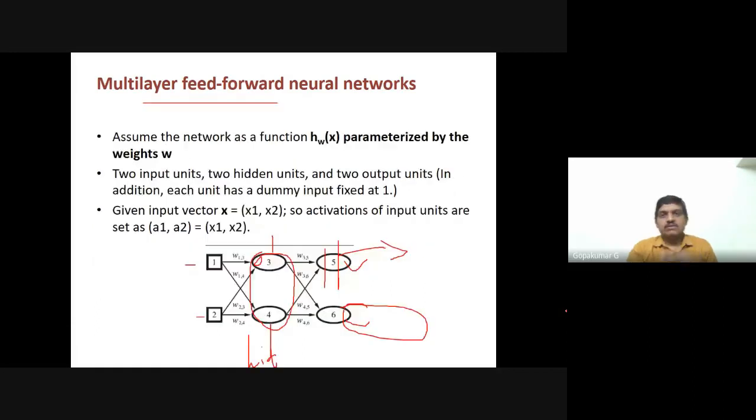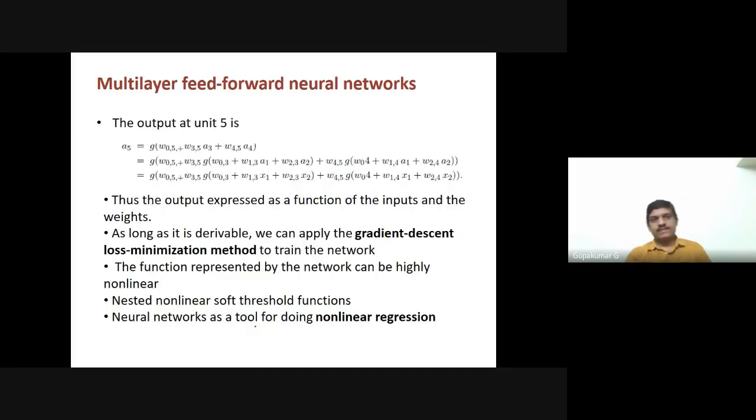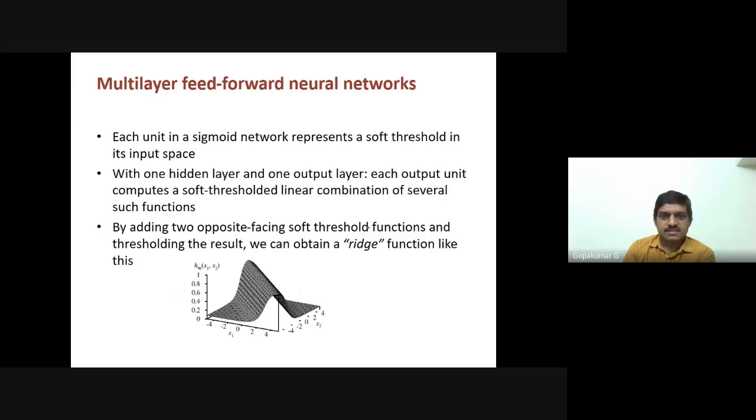So the output at a particular node, the fifth node, you can easily represent in terms of the weight values as well as the two input values, x1 and x2. That is what this particular equation represents. Whatever you apply the activation function on, the total input, that is the only thing this expression represents. Then we have to have the error calculated at the output node. Okay, we'll skip these few slides.